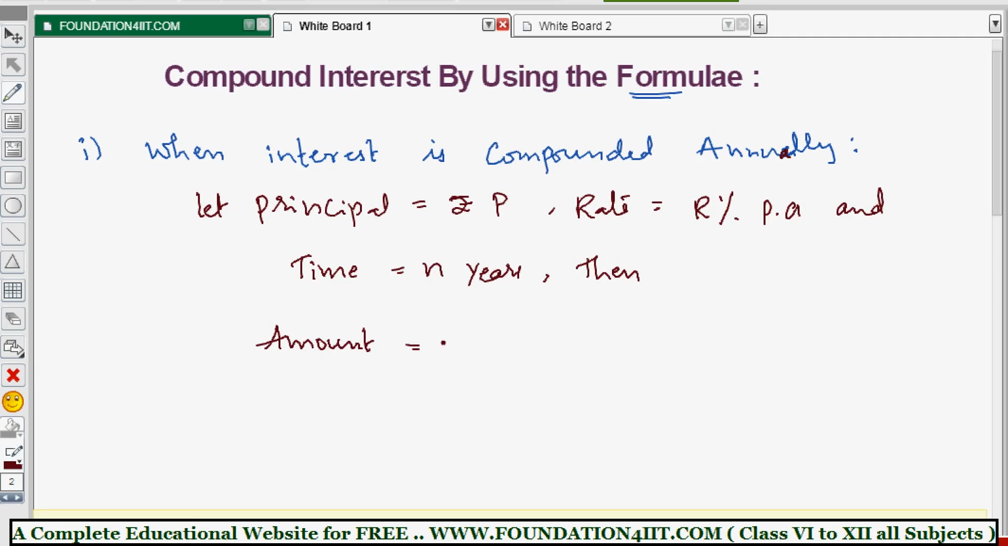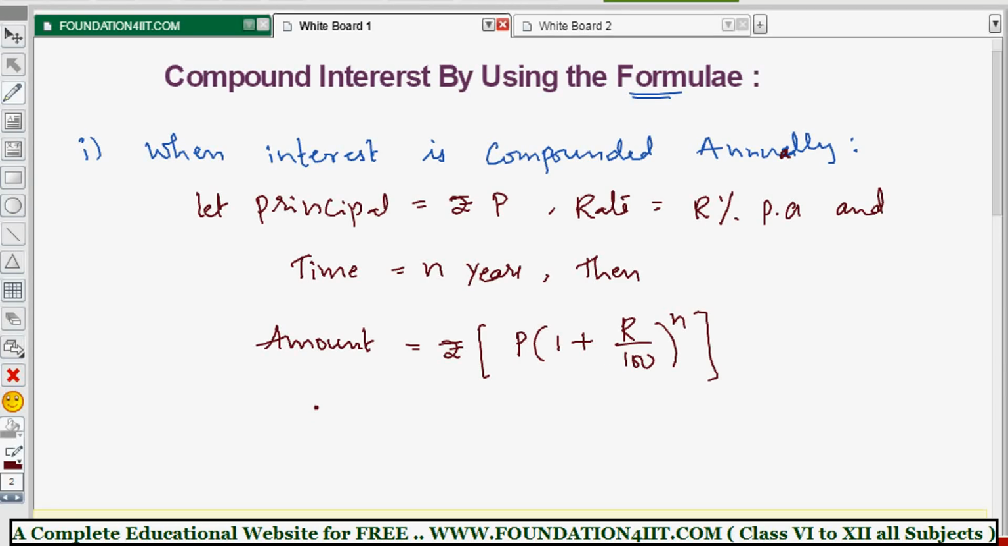Then the amount is equal to rupees P into (1 plus R by 100) to the power n. The power n is only for (1 plus R by 100). This is the formula to find the amount. As per the ICSE syllabus, no proofs are required for this formula. I did the proofs in other videos. So the amount is P into (1 plus R by 100) whole power n.